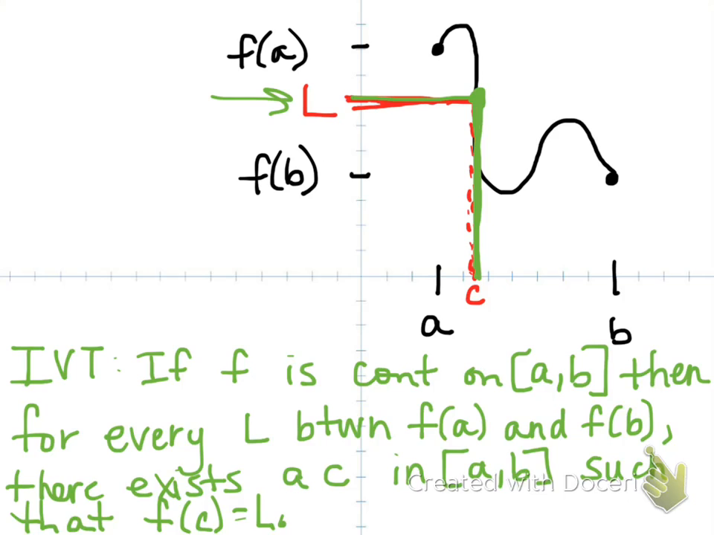It doesn't mean that that's the only one, so like for this y value, maybe this is m, it's got three associated x values. All this is saying is that there's one.